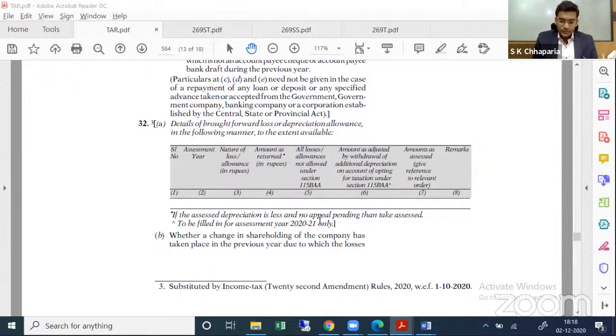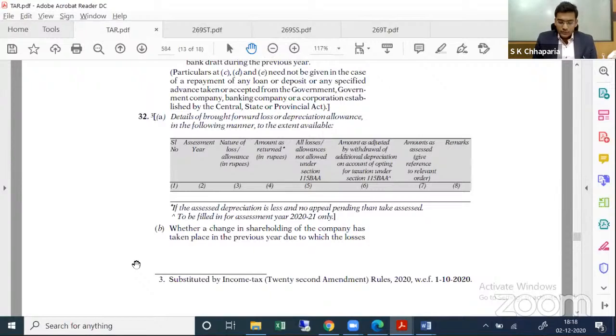So clause number 32 is reporting for brought forward loss and depreciation allowance. Now this is something that one can refer to very easily from the income tax return that has already been filed for the particular assessee. So the filed returns can be referred to for this purpose.